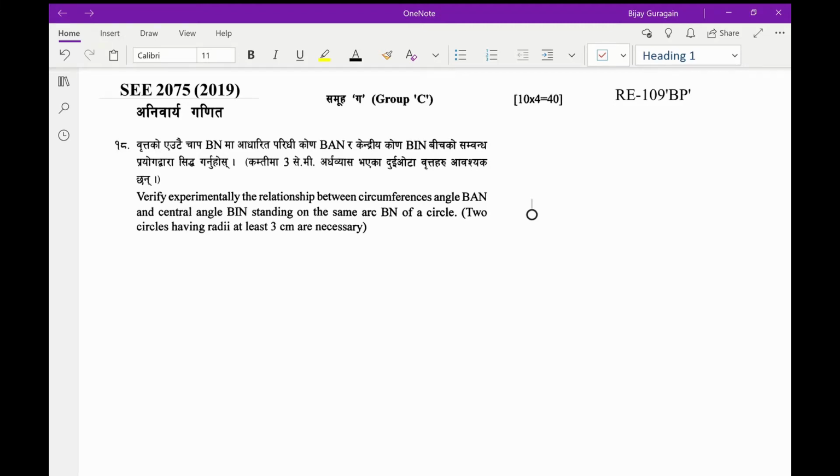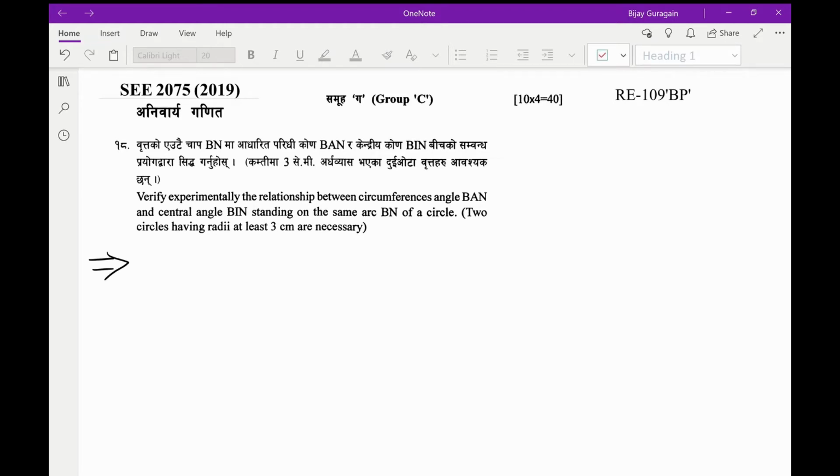ESC 2075 Group C question number 18. Verify experimentally the relationship between circumference angle BAN and center angle BIN standing on the same arc BN of a circle. Two circles having radii at least 3 cm are necessary. So we have to verify experimentally here.